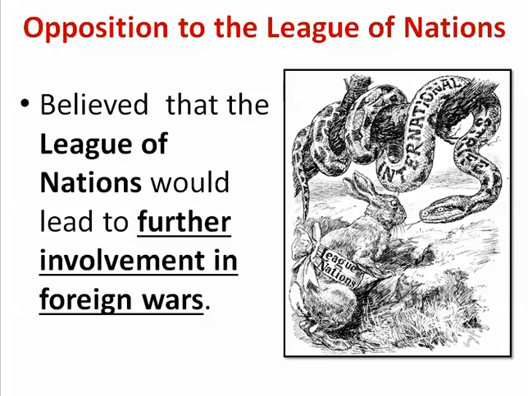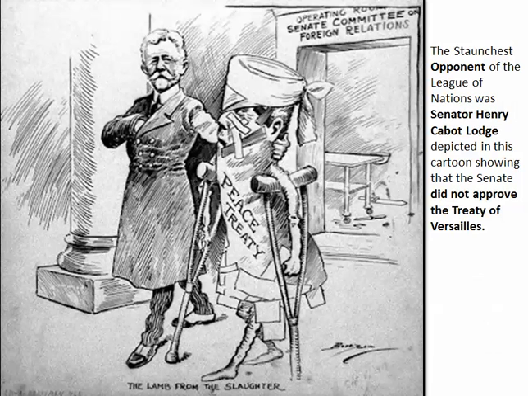So the opposition to the League of Nations, these senators believed that the League of Nations would lead to further involvement in foreign affairs. And we see this little rabbit here, the League of Nations, and we see this huge snake which says international strife on it. They thought that the League of Nations would draw the United States into other worldly affairs. And so a lot of them did not like the idea of being drawn into other issues. And we see this in this cartoon here.